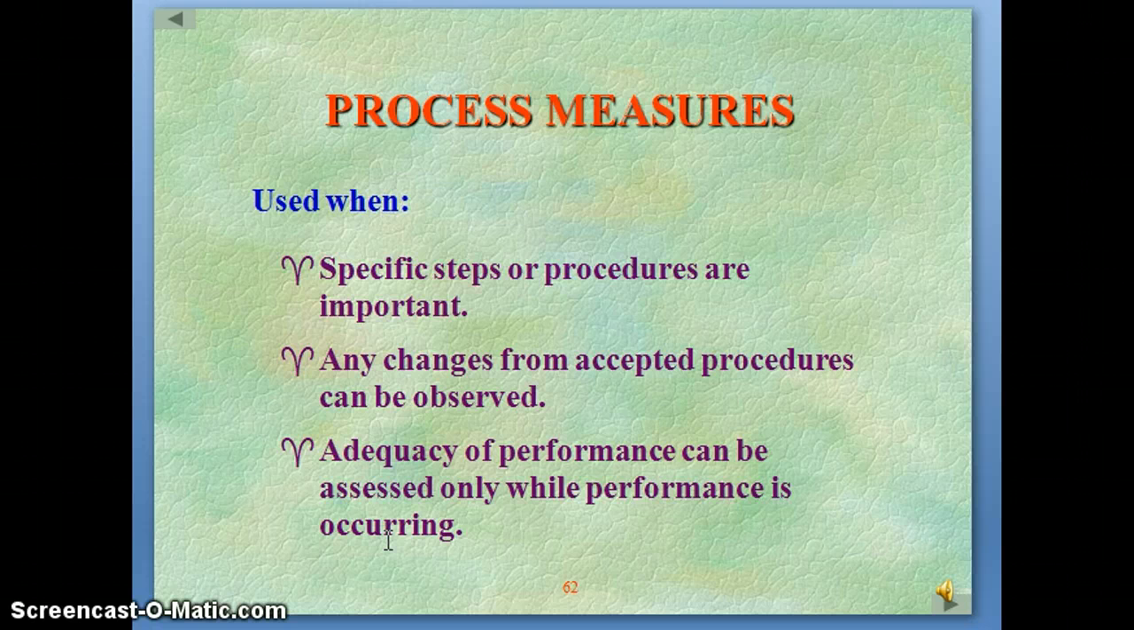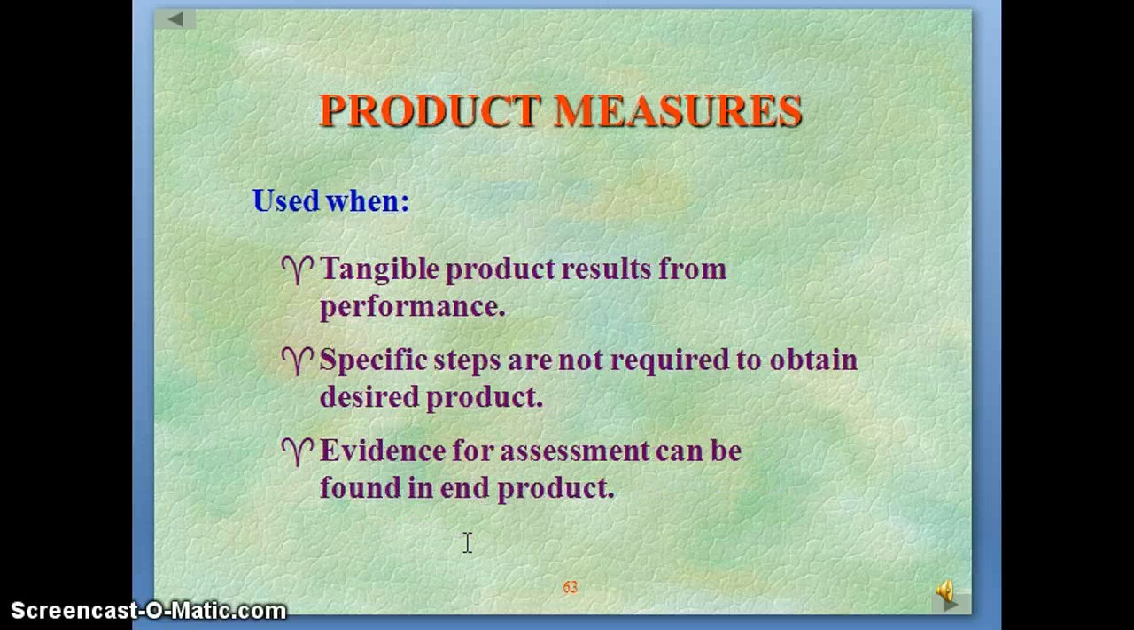Now, the process measures are used when the specific steps are important. A particular task where you have to perform steps precisely in a sequence where they can be observed, and that probably is the only way to assess performance, while it's actually being done. So process measures are one of the most common that we see used in performance tests.